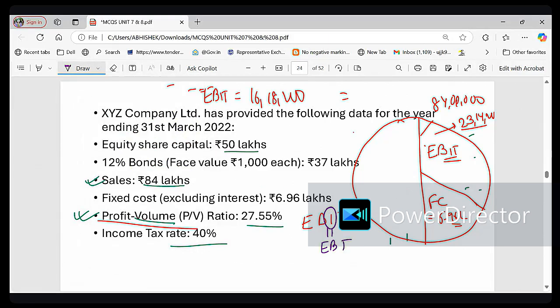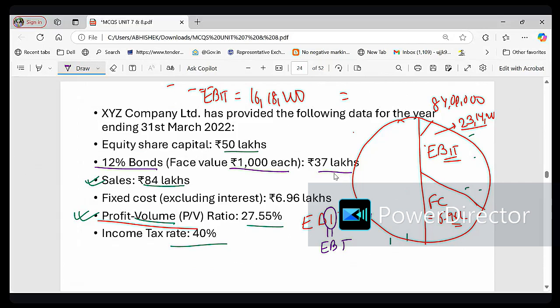And what is this I? I is interest. So you subtract the interest, you will get EBT. This way you can remember. And how much is the interest? You can see interest is 12% bond. Face value is 1,000. And the 37 lakh, right? 37 lakh. How much is the interest?